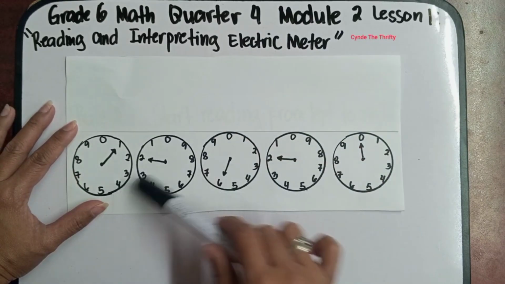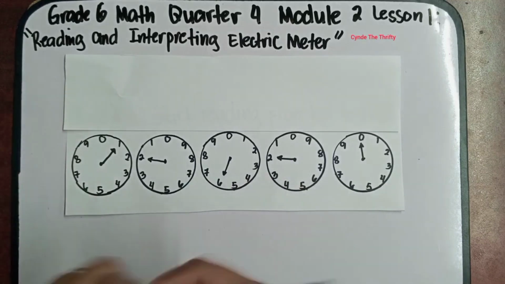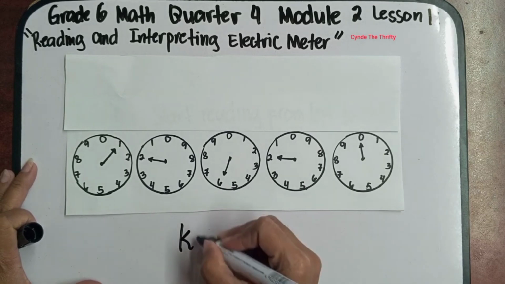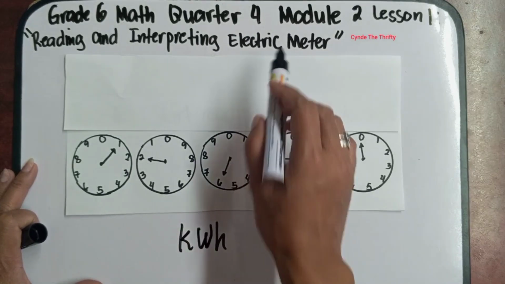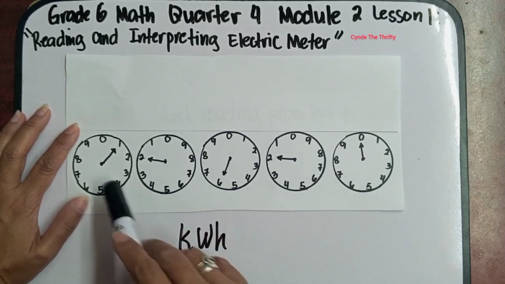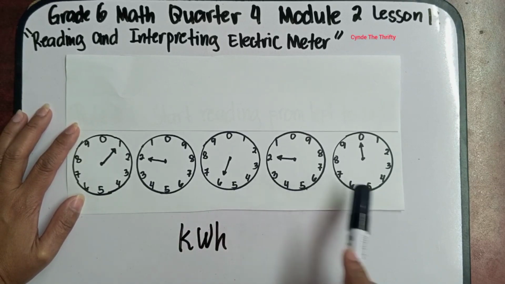So ito is tinatawag nating analog meter at pagkatapos ang unit na ginagamit sa electric meter is kilowatt hour. So, ito yung unit na gagamitin natin sa ating electric meter. Sa analog electric meter, meron tayong makikitang 5 dial. So, this is dial A, dial B, dial C, dial D, and dial E.